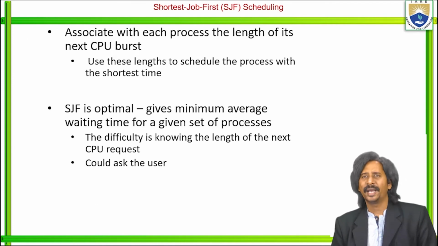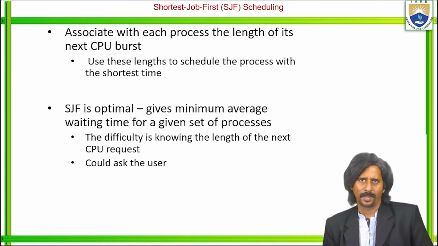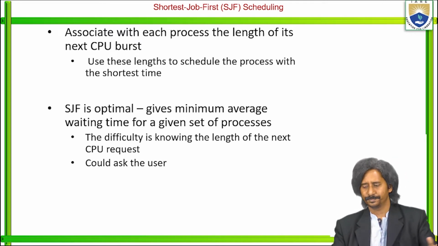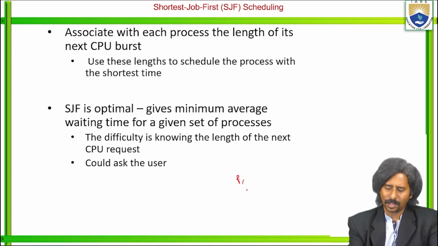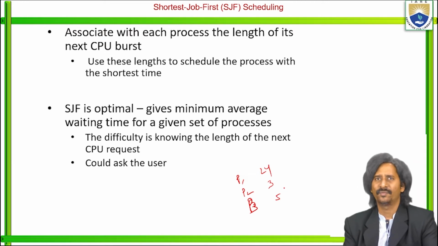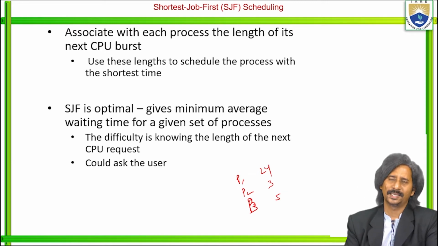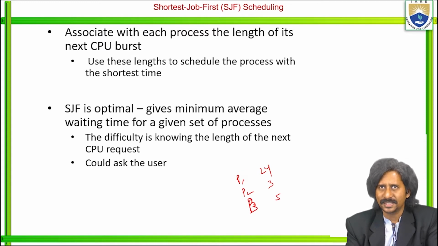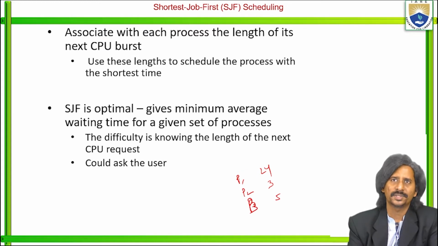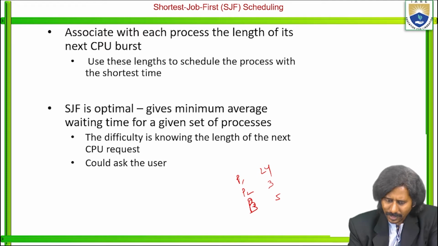Then coming to the next one, SJF, shortest job first. Shortest job first means, let us take our simple example, 24, 3 and 5. According to this algorithm, the processor executes first the process which has the least burst time, which we call the shortest job first, right?